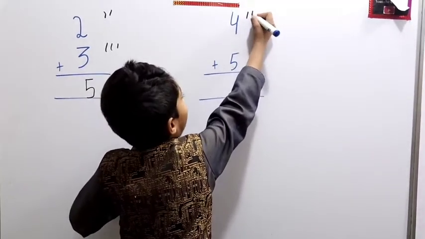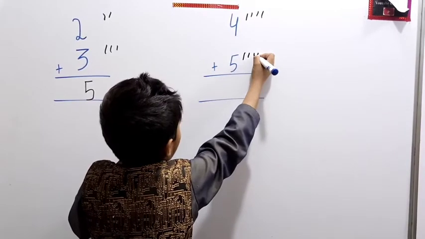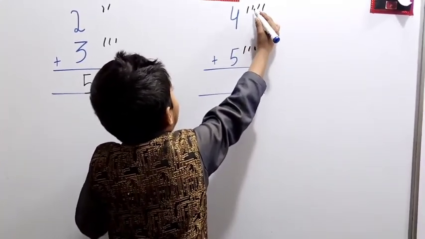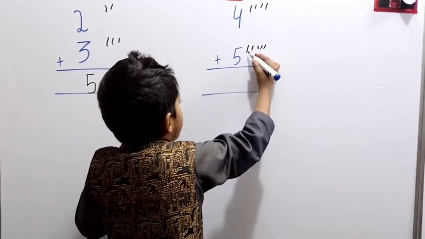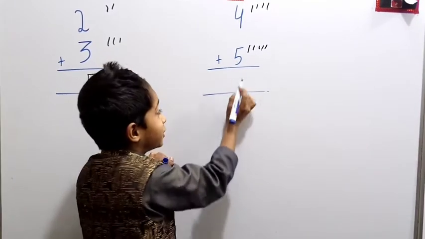Draw the 4 line upward, draw the 5 line downward. Then count the lines: 1, 2, 3, 4, 5, 6, 7, 8, 9. The answer is 9.